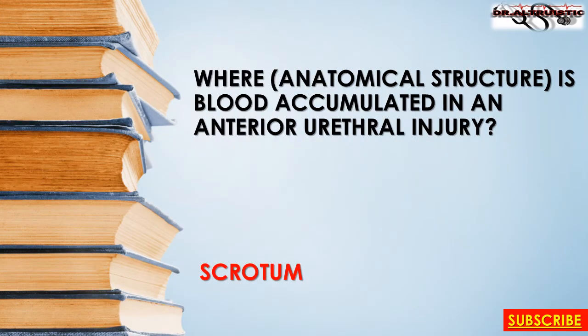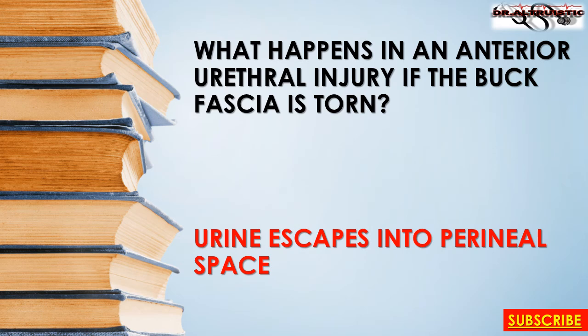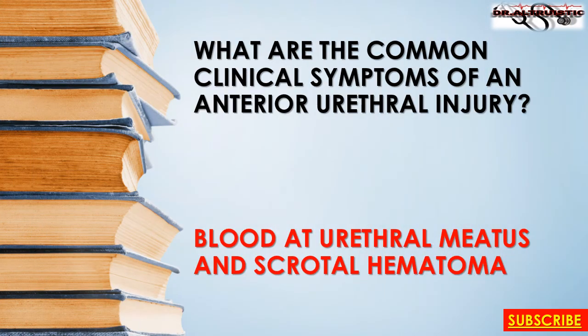Where, anatomical structure, is blood accumulated in an anterior urethral injury? Scrotum. Which structure must be torn in order for urine to leak into perineal space in anterior urethral injury? Buck fascia. What happens in an anterior urethral injury if the Buck fascia is torn? Urine escapes into perineal space. What are the common clinical symptoms of an anterior urethral injury? Blood at urethral meatus and scrotal hematoma.